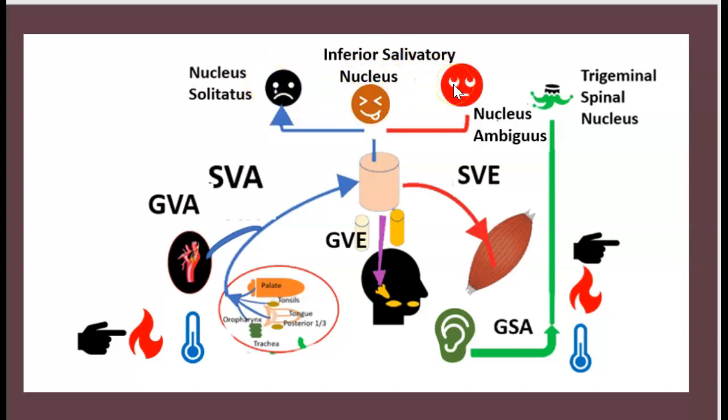There are 2 efferents. The first is from the nucleus ambiguus to the stylopharyngeus muscle, and the second is from the inferior salivatory nucleus to the parotid gland. And afferent fibers, touch, pain, and temperature from the pharynx, go as SVA and GVA to the nucleus solitarius. We are interested here in this circuit from the inferior salivatory nucleus to the parotid gland.